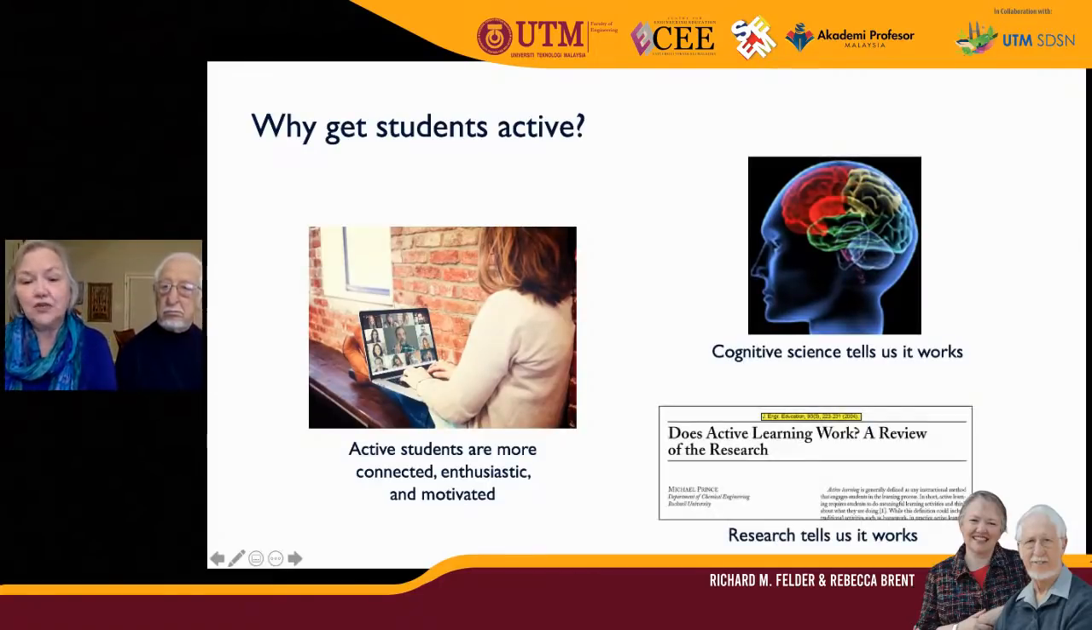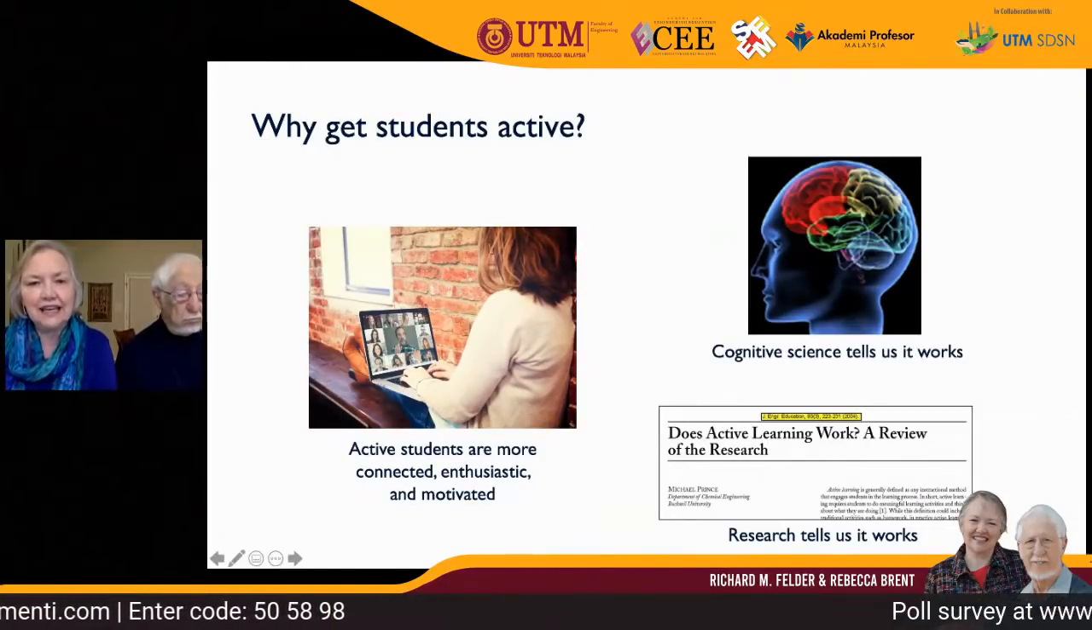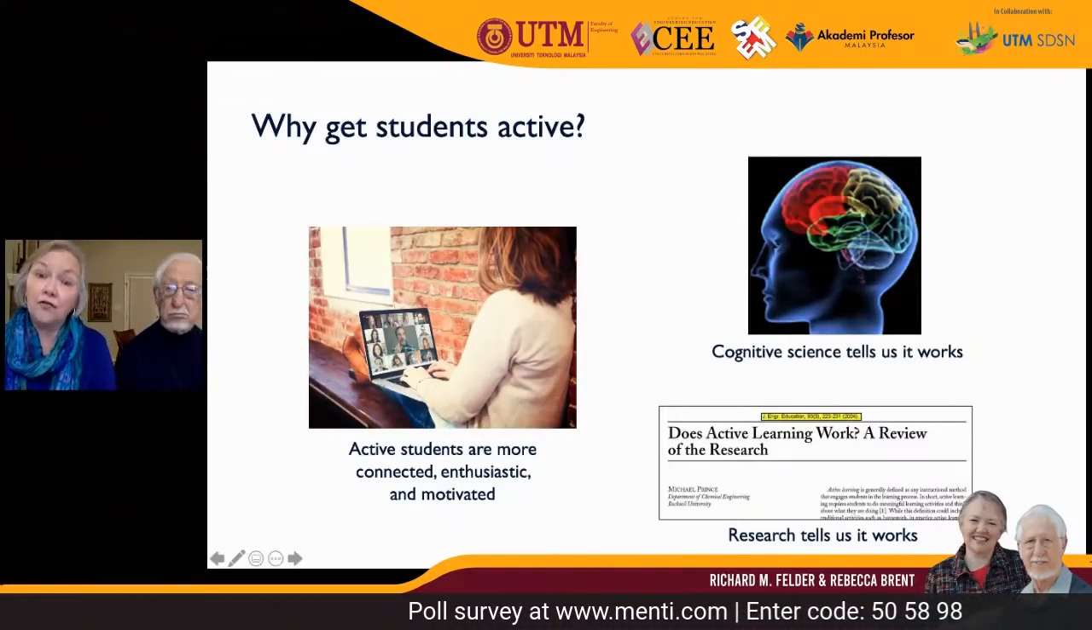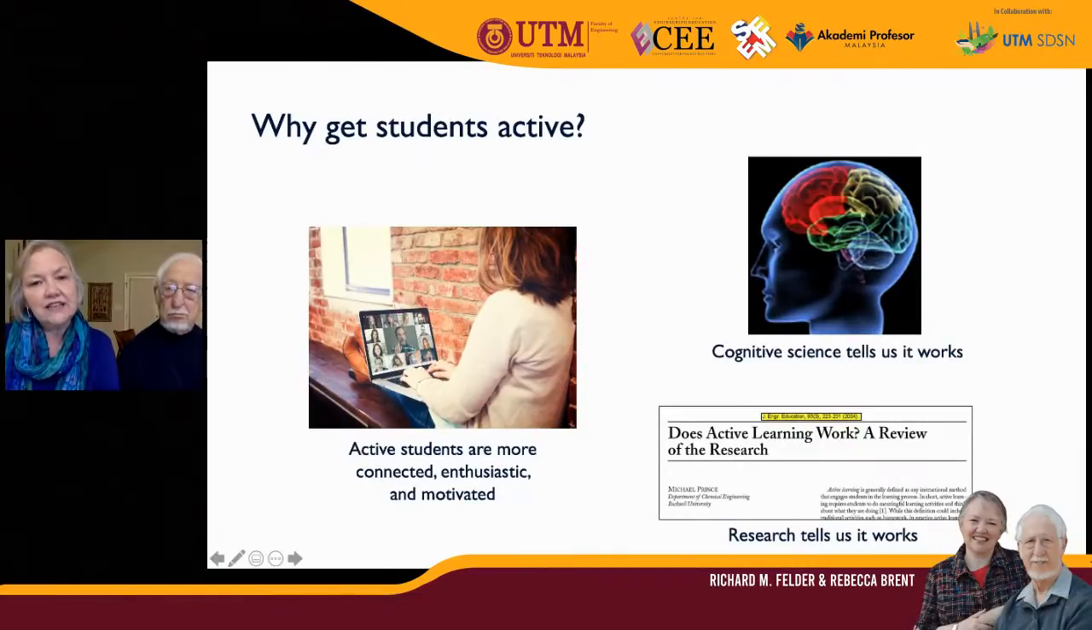The third thing to remember is that research tells us it works. There's been a huge body of research in both face-to-face classes and online classes showing that activity is the key to learning. And Rich is going to share the results of one big study, and then we have more studies available to you if you want to find out more in the handout.